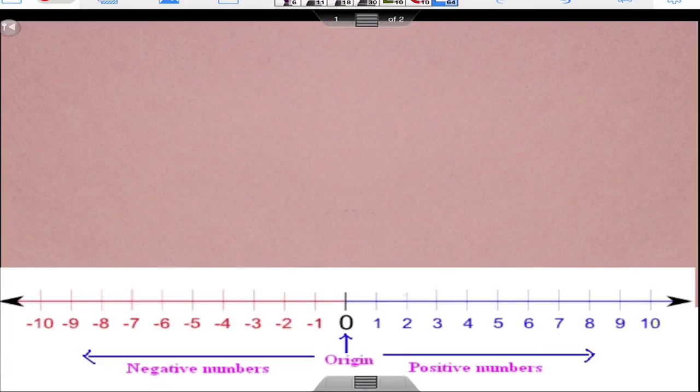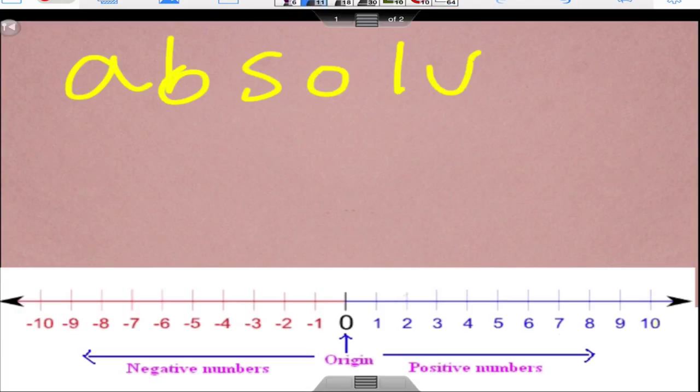Okay, now we're going to talk a little bit about absolute value and what absolute value represents. Absolute value, basically, it's very easy. It tells you how far you are away from zero. So we have zero down here, and we just talked about how far the number is away from zero again.